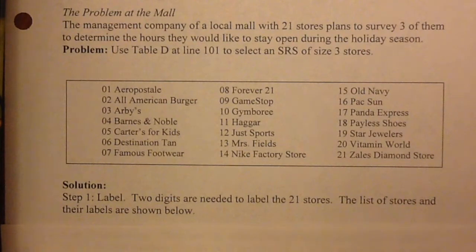Next, we're going to go to our table and actually choose those 3 stores. So in order to do that, I need to make sure I have 3 distinct stores, so I don't want my numbers to repeat. I also need those stores to be numbered from 01 to 21 as I see in my list. So if I see anything outside of that range of 01 to 21, I'm just going to skip it.